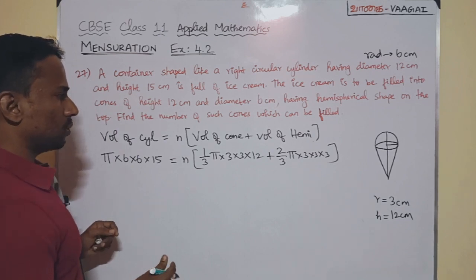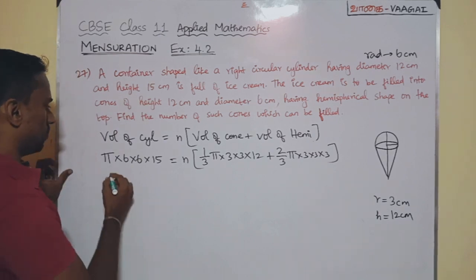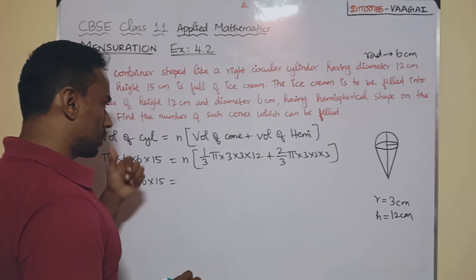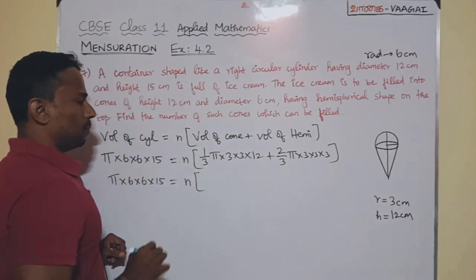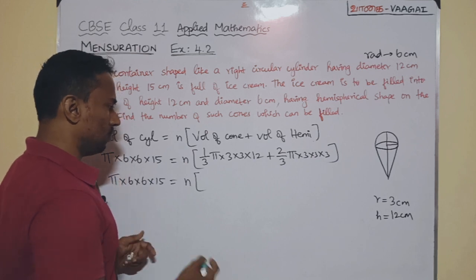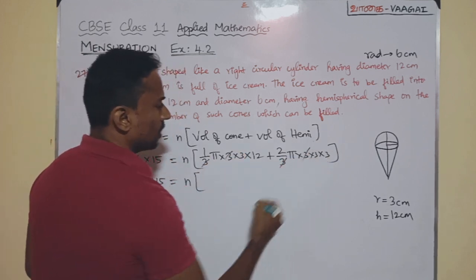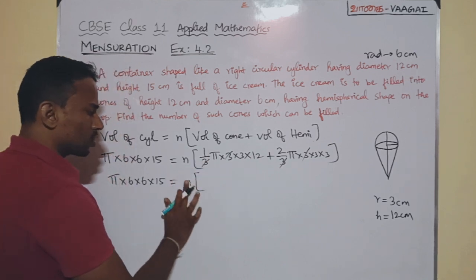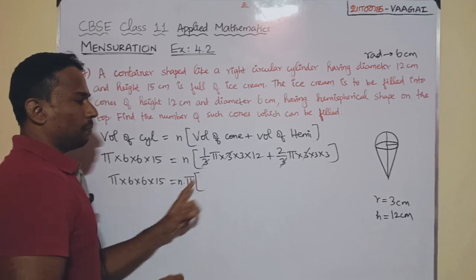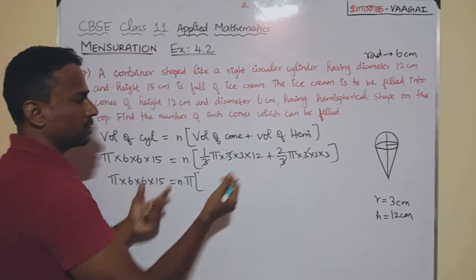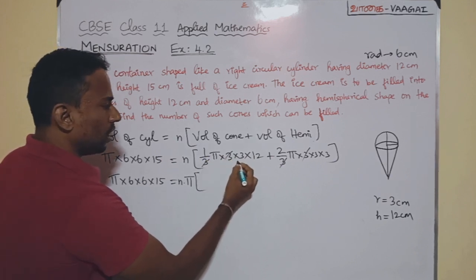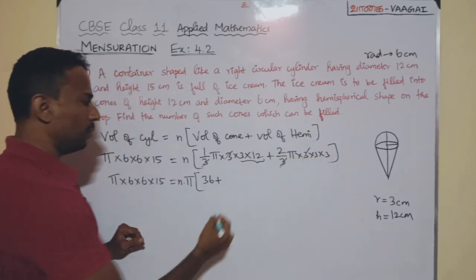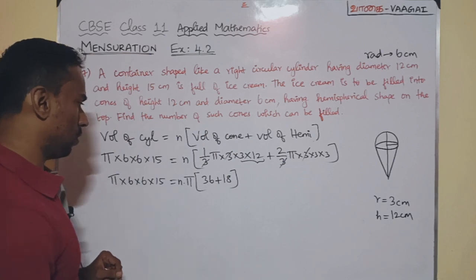Now when we try to simplify this carefully, we can easily get the answer. So I will now have pi into 6 into 6 into 15 is equal to n multiplied by, let's try to simplify it. So 3 and 3 I can cut here, also 3 and 3 I can cut. I will take pi as common. So n into pi, I will take pi common from both these expressions. Inside I am left with 3 into 12, which is 36, plus here we have 2 into 3 into 3. So 2 into 3 into 3 will be 18, correct? Yeah, 18. So this is what we will have on my right hand side.